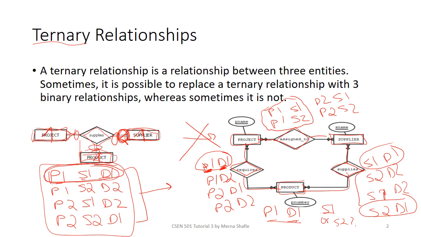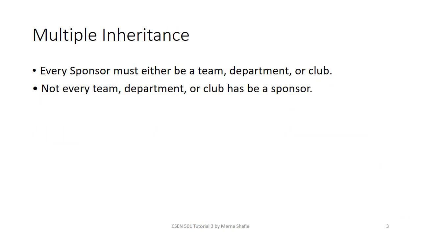So there can be other cases where we want to get to know some things about multiple inheritance. It's just a discussion on multiple inheritance. We will read these two statements and we will try to model them. Now, I have that every sponsor must either be a team, department, or club. Every sponsor must either be a team, department, or a club. And we have: not every team, department, or club has to be a sponsor. Now, let us try to model this as a single inheritance, as having exactly one parent.